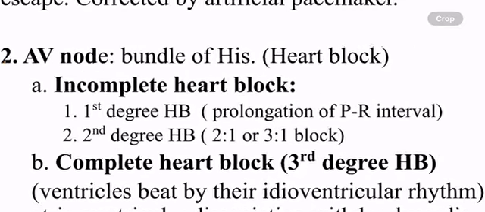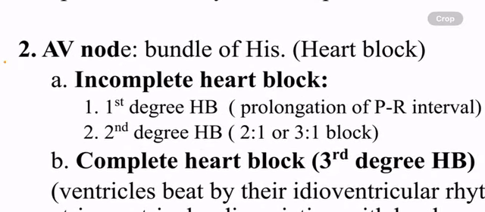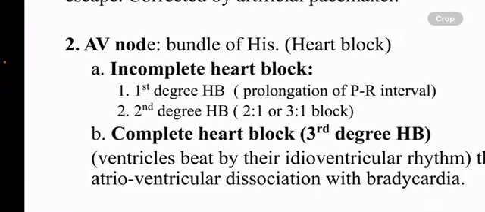So if the conduction defect is in the AV node, in the conductive system of the heart, in the AV node or main bundle of His, it will cause heart block. And the heart block has 3 degrees, which are called first degree, second degree, and third degree heart block. Or we can say it has 2 types: incomplete heart block or complete heart block.